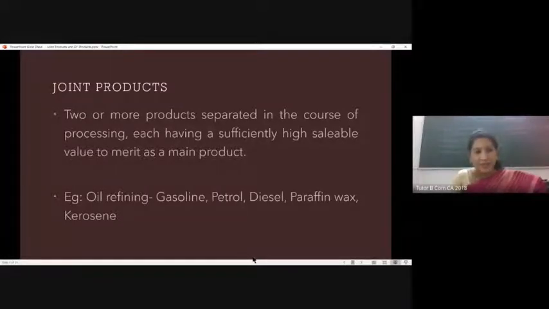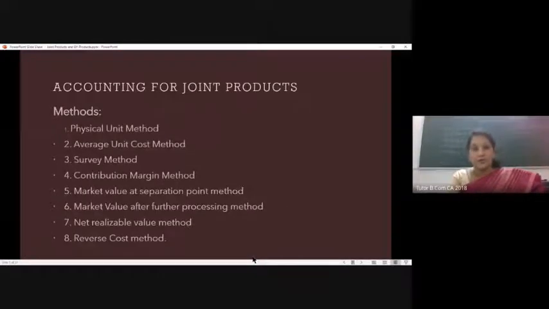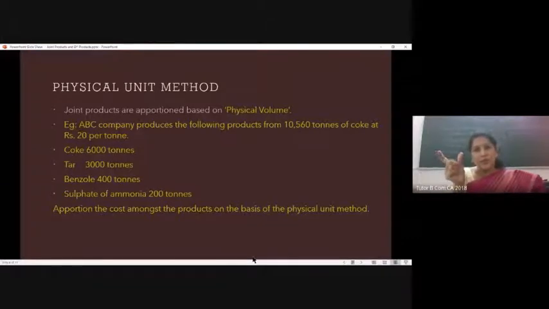And we talked about the example of oil refining, which had joint products such as petrol, diesel, or gasoline, as we say, right? Then we discussed accounting for these joint products. As we said in the morning, primarily there are 8 methods which we are going to learn in our class. The first one is the physical unit method. In that method, the keyword is that apportionment is based on physical volume of the product, right?